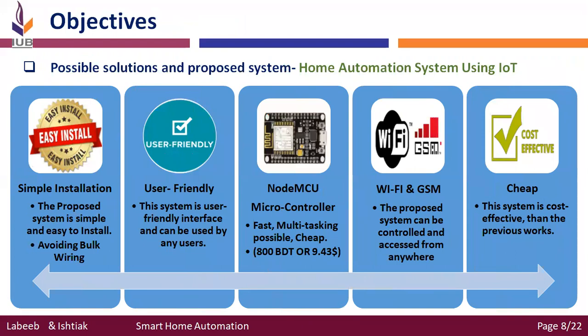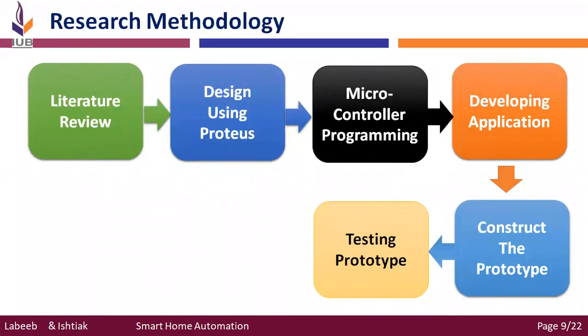So here is the objective and the proposed solution for our smart home automation using IoT. In our system, installation is simple. The proposed system is simple and easy to install and we avoided bulk wiring. Our project is user-friendly and can be used by any users. We have used the Node MCU microcontroller, which is fast, multitasking is possible and it is cheaper than Arduino Uno. With Wi-Fi and GSM, the proposed system can be controlled and accessed from anywhere. And as said earlier, our system is cheaper than any other system. So I'm going to pass it to my partner, Istiak, to continue the rest of it.